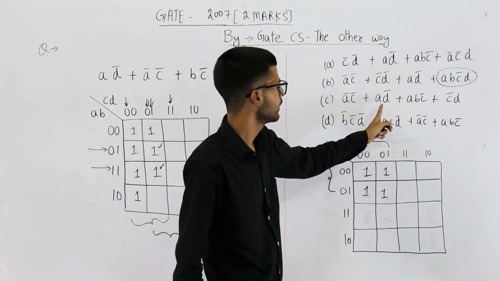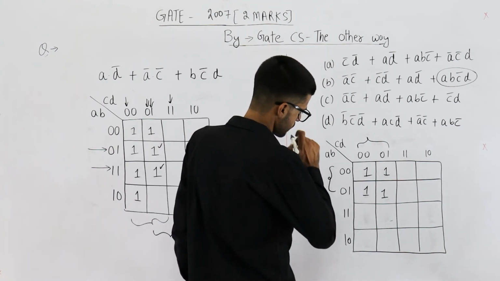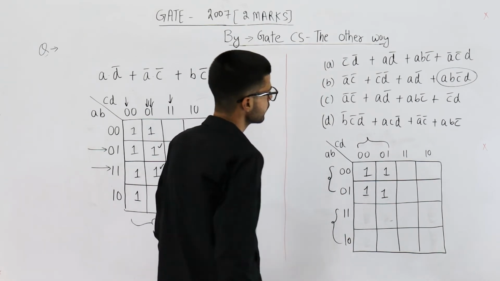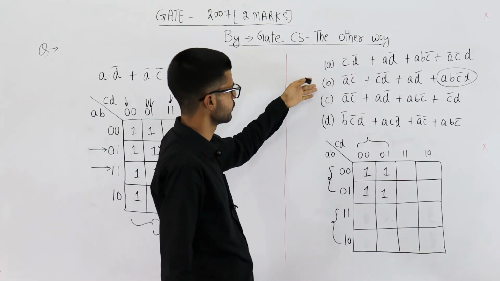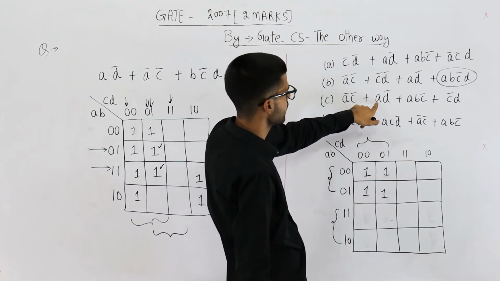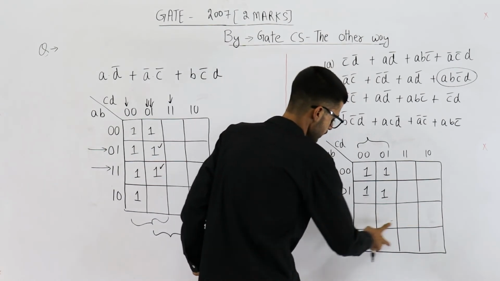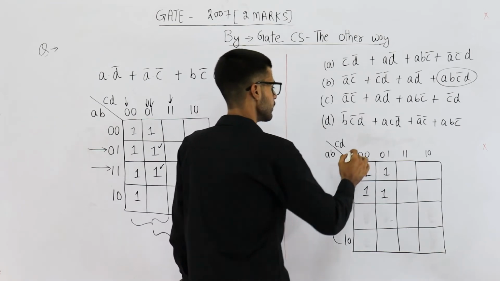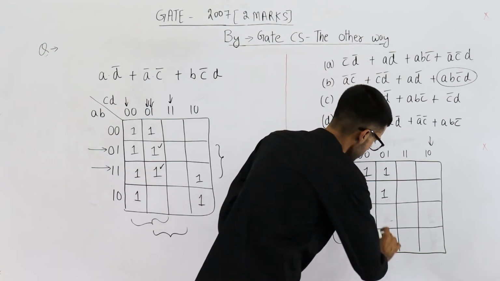And the next term is A D bar. So A D bar, let us see where it is. This is A. I think I just confused between B and C. Anyways, let's solve it. So currently we are at A D bar. A is high for all of these 8 cells, and D bar is low, or D is low for this as well as this column. Okay, the intersection is these 2. Let's fill it.